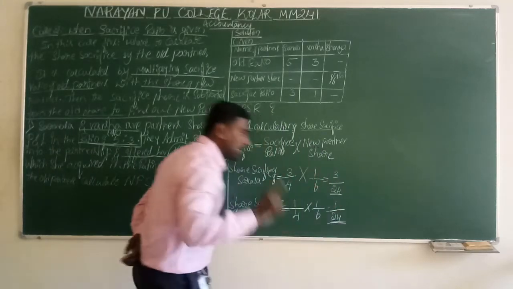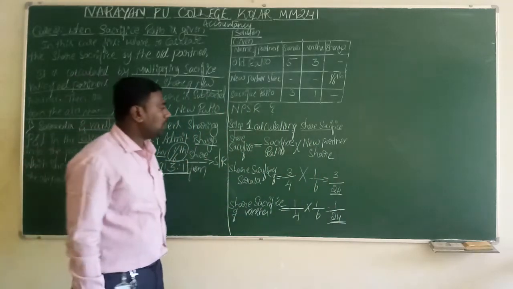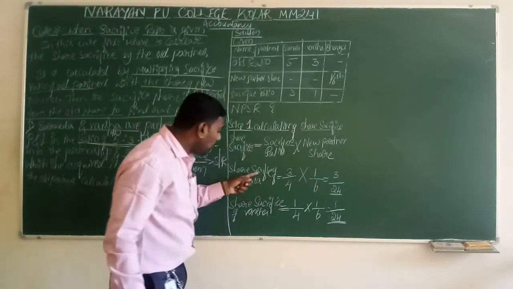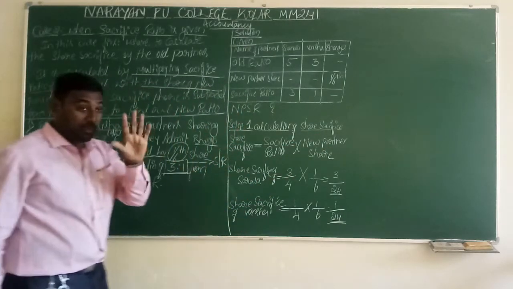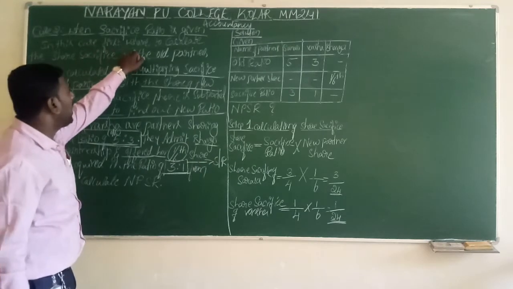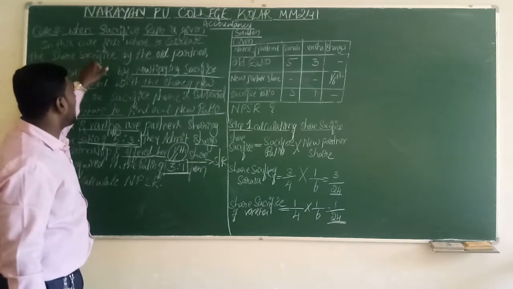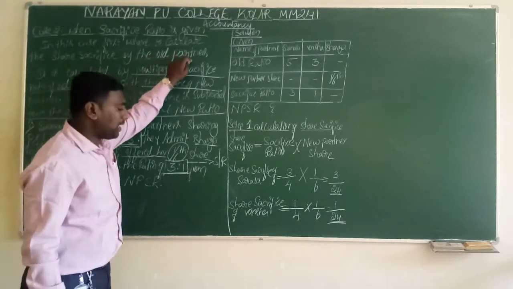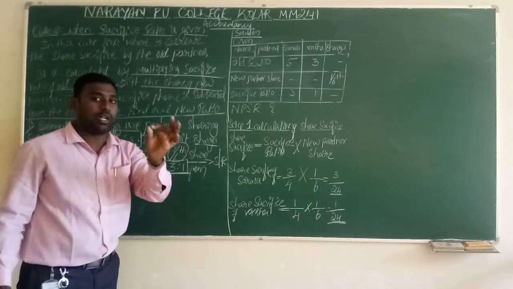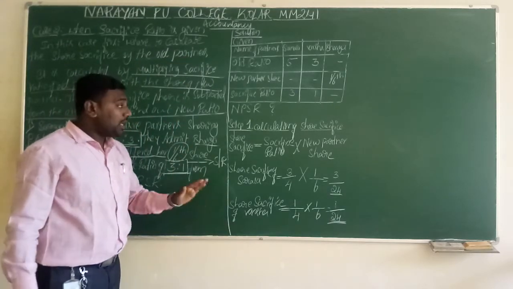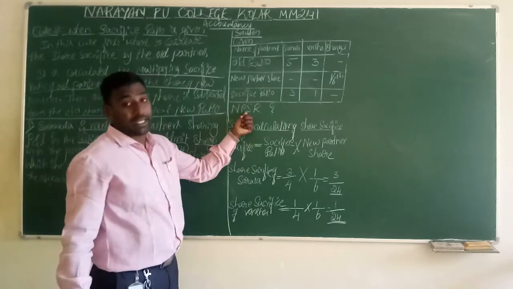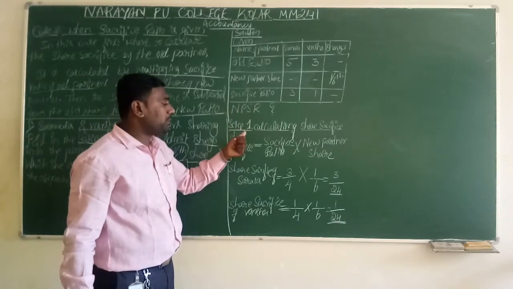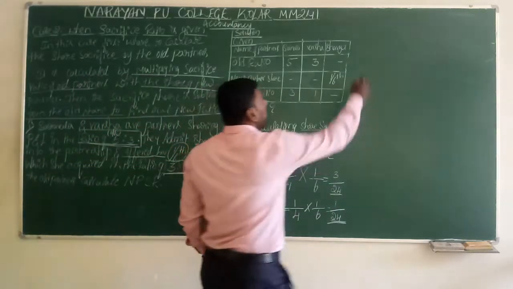So in step number 1 we have to calculate the share sacrifice of both the partners. First we calculate the share sacrifice by the old partners; that belongs to step number 1. Now in step number 2 we want the NPSR. Why do we have to calculate NPSR? We will move to step number 2.